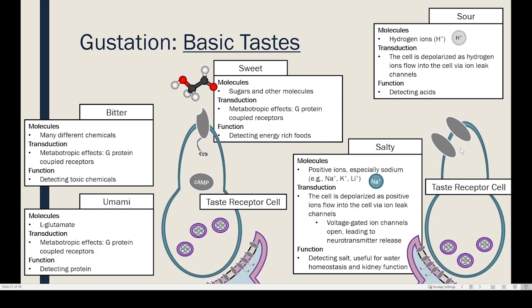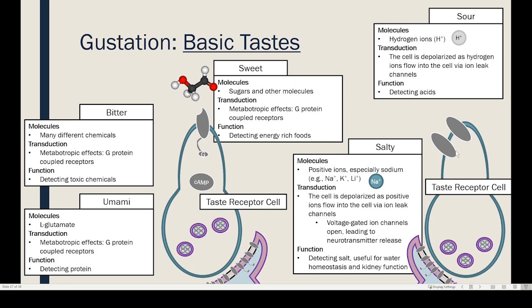So as they float into the cell, then the cell, which is usually at negative 70 millivolts, remember, that's the resting potential. As you add positive charge in there, that'll start to depolarize the cell, and that'll cause the cell to fire, just like any other time that we've seen positive ions moving into a cell. So in this case, when positive ions like hydrogen move into these types of cells, these taste receptor cells, then they'll fire, they'll send a signal, telling the nervous system that it's detected something sour.